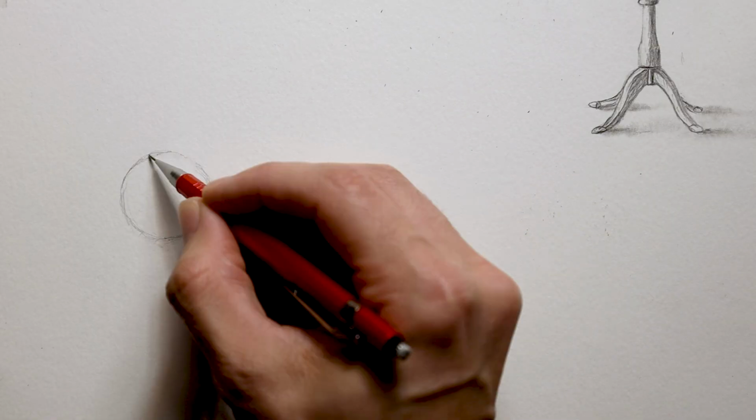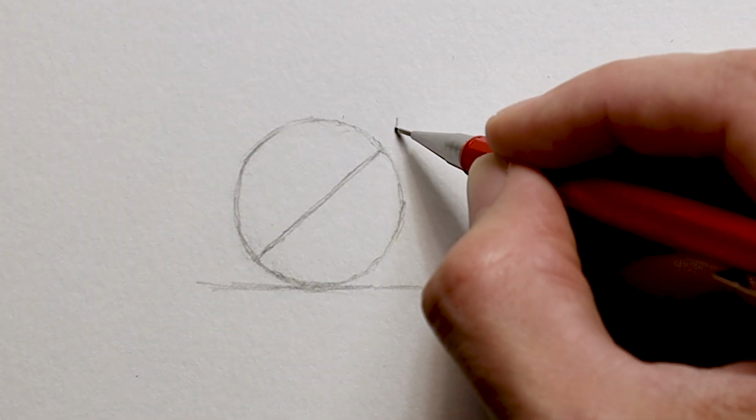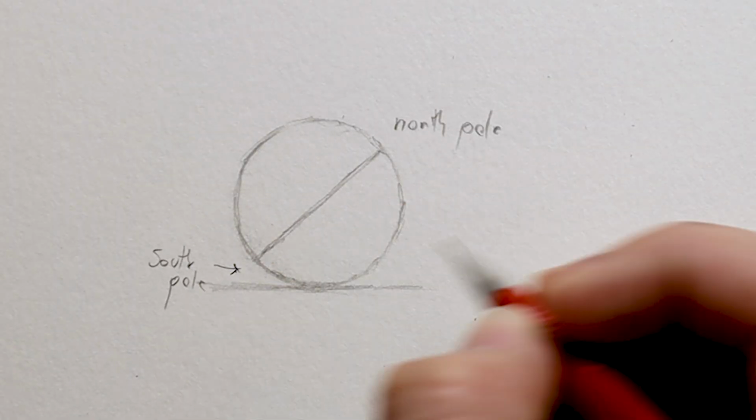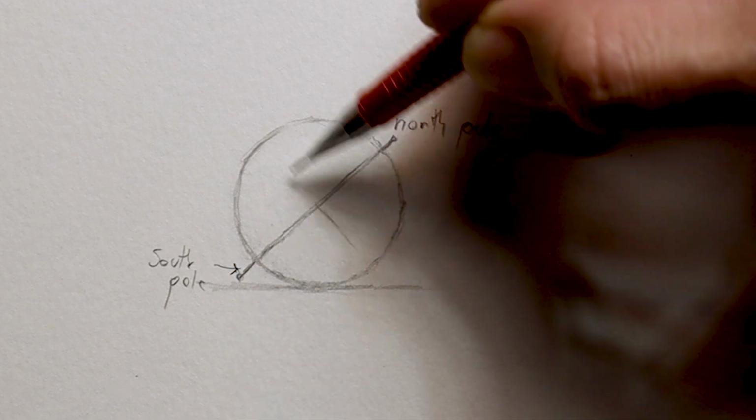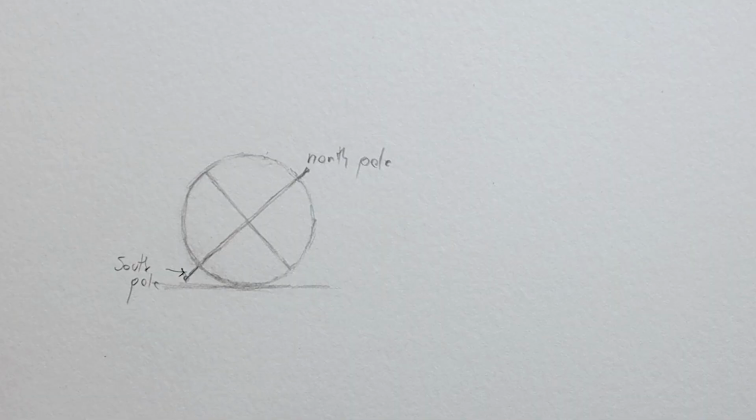So if we imagine our ball is like that, we can draw a line down from the center in the direction we want our light source to be coming from, the North Pole to the South Pole. Then draw the perpendicular circular line, the equator, and now we have the basic structure lines of our sphere.